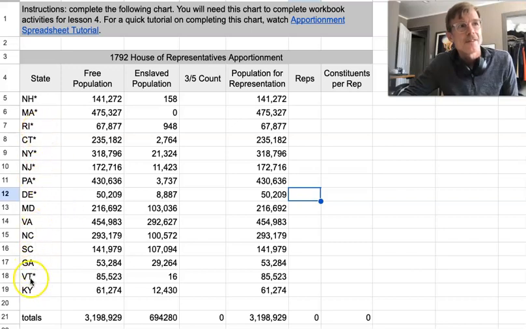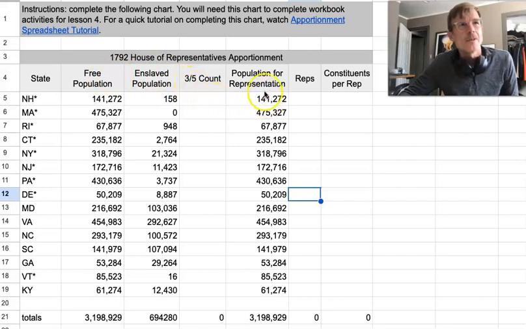colonies, or all of the states at the time. This you probably don't have on your spreadsheet, and it's okay. You don't necessarily need it, the totals. But the first thing that we're going to do is put the 3/5 count in here. And this is 3/5 of the enslaved population.